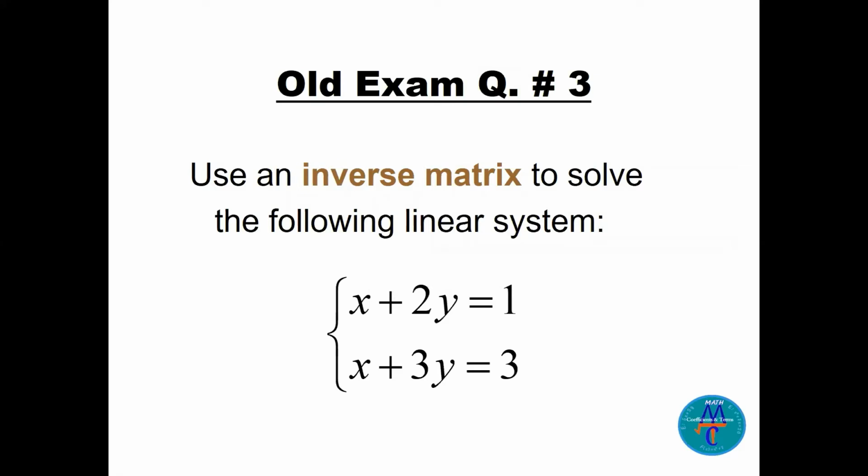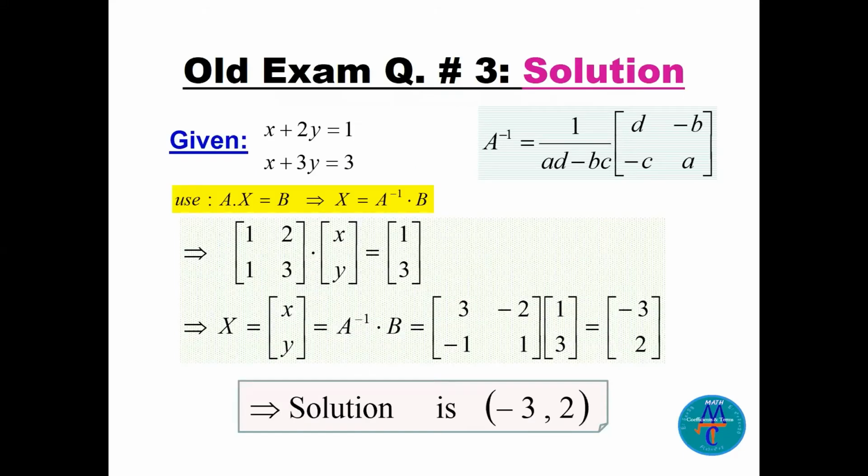Use the inverse matrix method to solve the following linear system: x plus 2y is equal to 1, x plus 3y is equal to 3. This is easy. We can change the whole system into an equation with matrices. So we call this A, 1, 1, 2, 3. This is x, y, and this is 1, 3. We call it capital B.